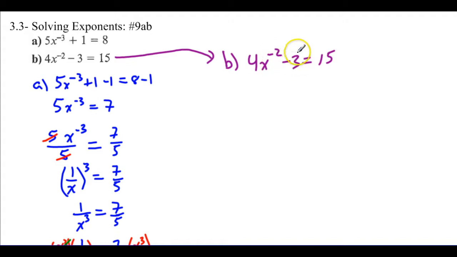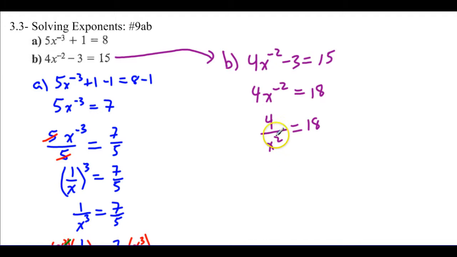Now, again, sort of looking at this, I think probably dealing with this -3 first is a good idea. So I'm going to add the 3 to both sides. Add 3 here, of course I get 0. 15 plus 3 is 18 over there. At this point, it might be a nice time to deal with the negative exponent. And so in the same way, x to a -2 is the same as 1 over x squared, or in this case, because there's a 4 out front, 4 over x squared.